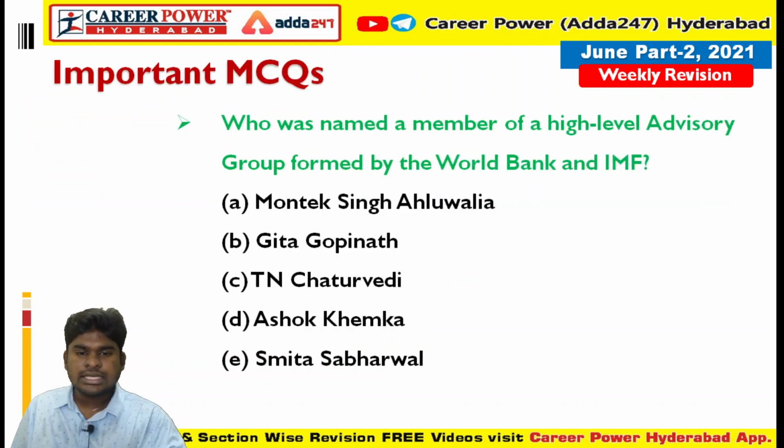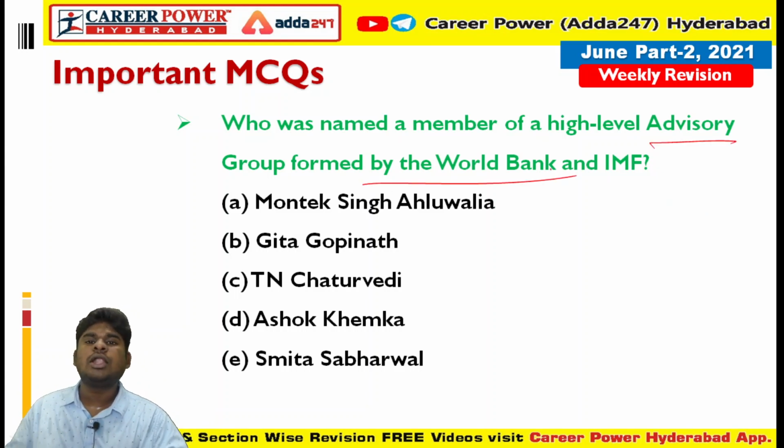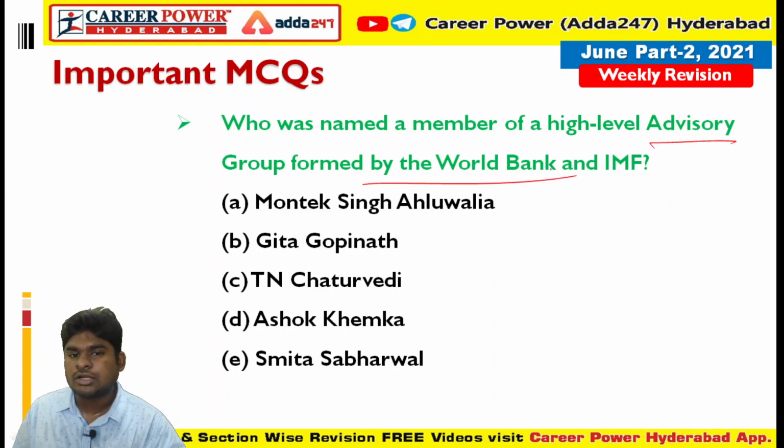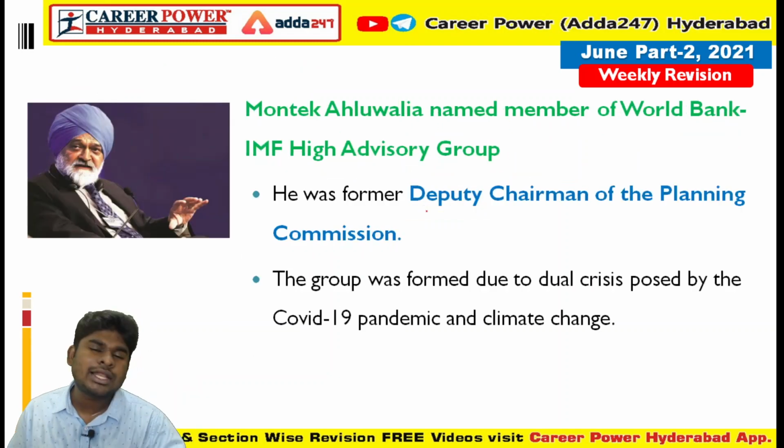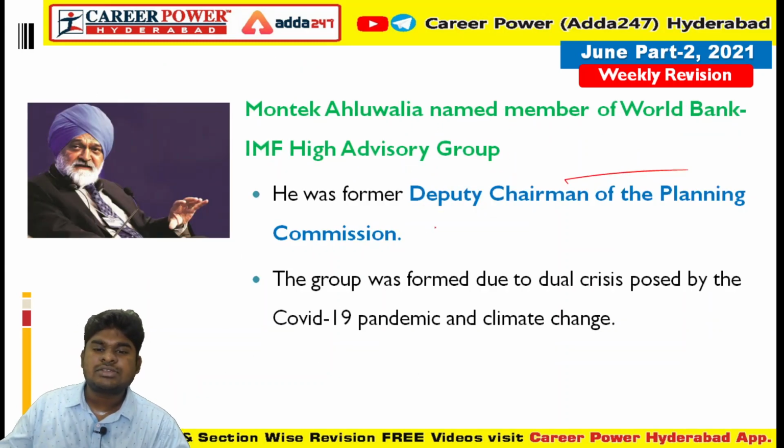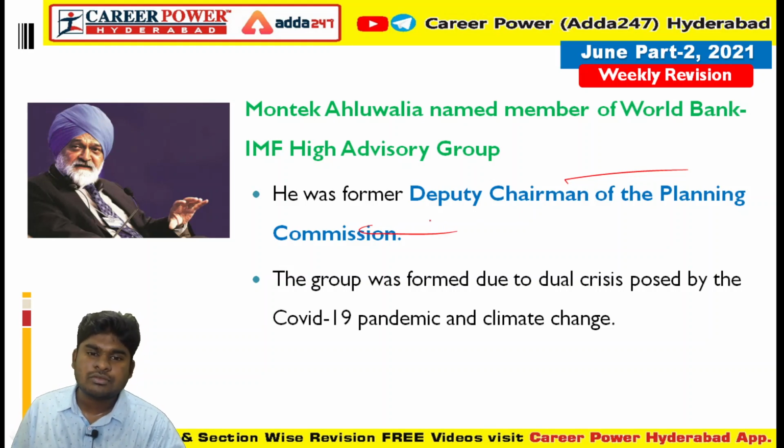The next question of this section is, who was named the member of the high-level advisory group formed by the World Bank and IMF, International Monetary Fund? Answer is Montek Singh Ahluwalia. Montek Singh Ahluwalia is the former deputy chairman of the Planning Commission between 2004 to 2014.